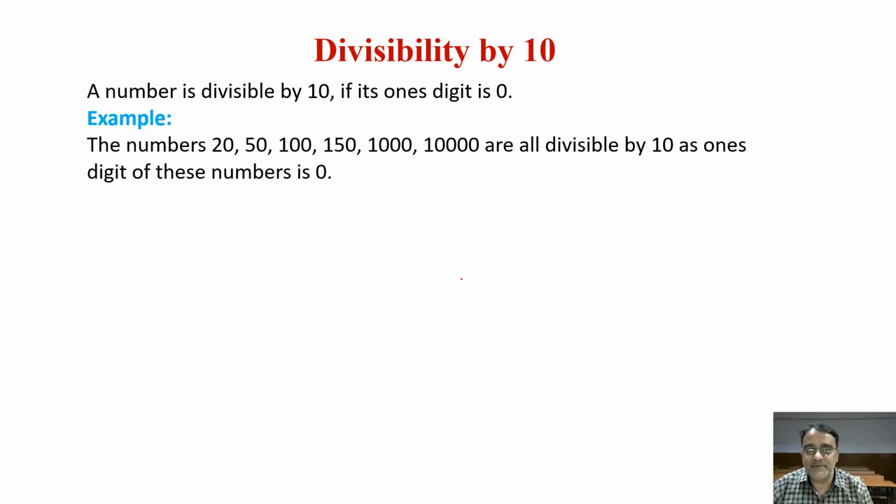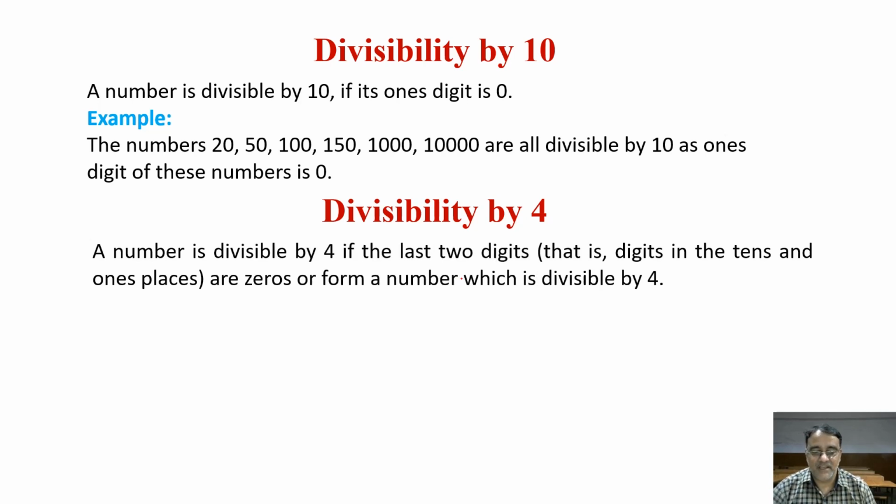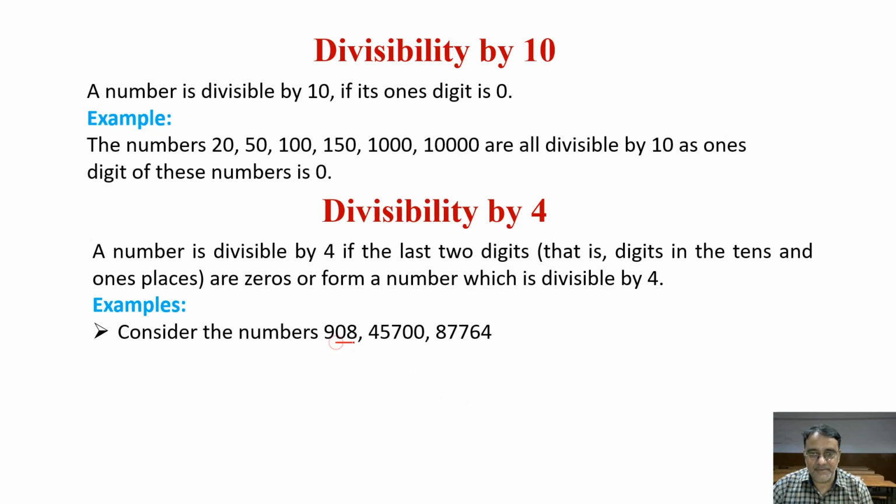Now coming to the divisibility test by 4. A number is divisible by 4 if the last two digits are either 0 or the last two digits are divisible by 4. We'll see one example. देखो, इसमें लास्ट टू डिजिट में 8 है, 8 4 से डिवाइड हो रहा है, तो दिस नंबर इज डिविजिबल बाय 4. लास्ट टू डिजिट इज 0, दिस नंबर इज डिविजिबल बाय 4. लास्ट टू डिजिट इज 64, 64 is divisible by 4, so this number is also divisible by 4, right?